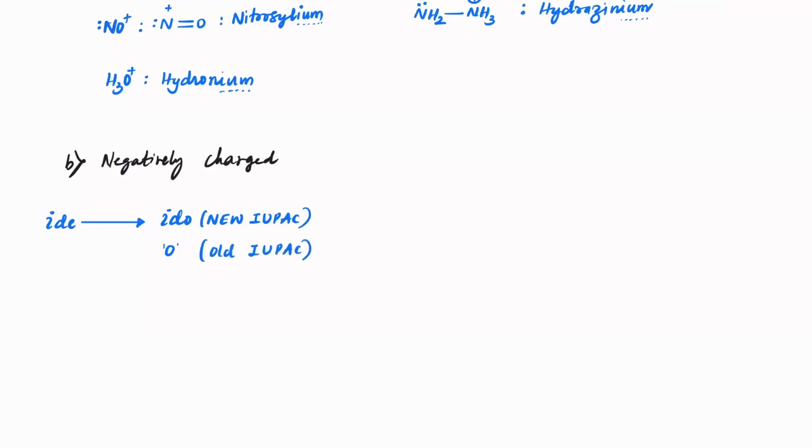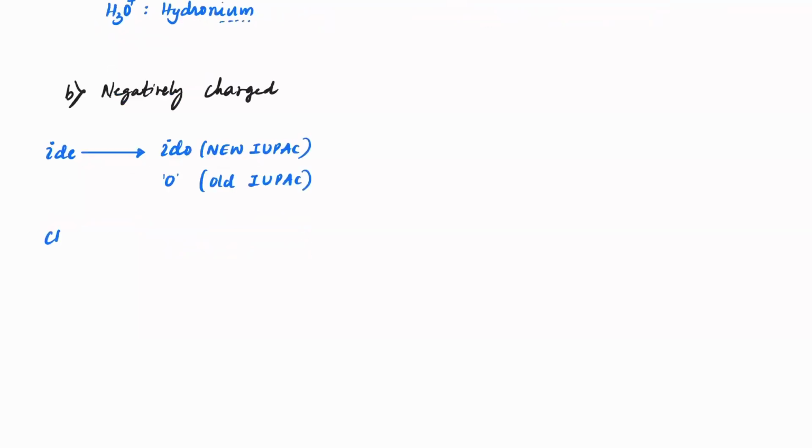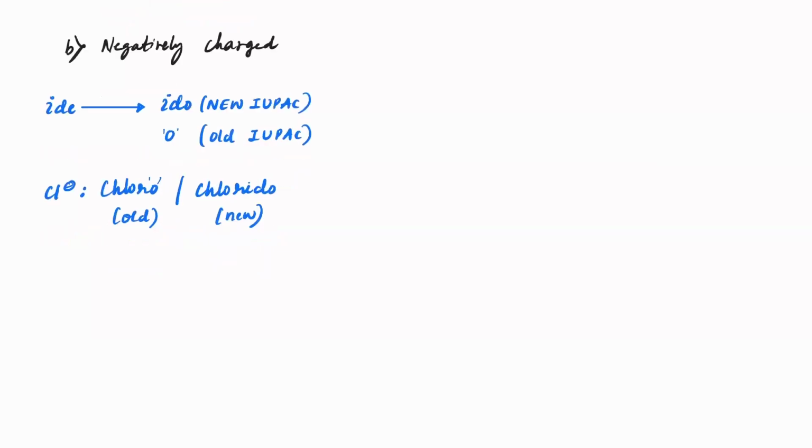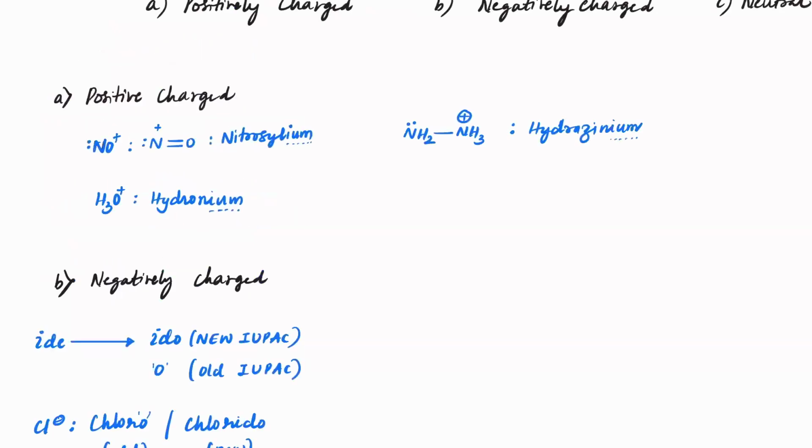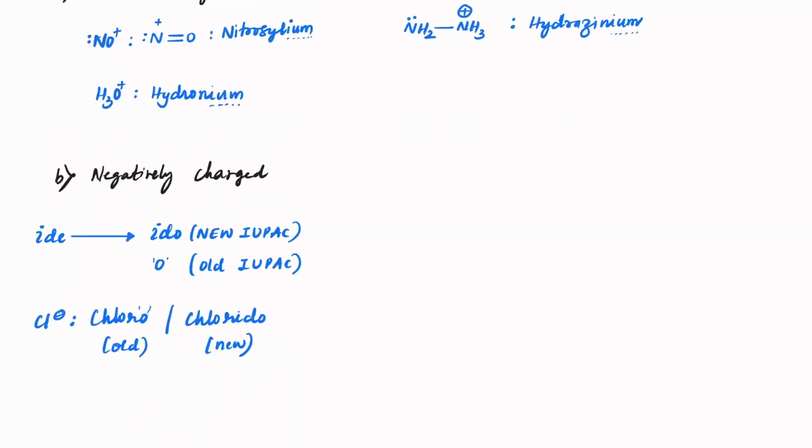For example, if you have Cl minus, earlier the ligand was named chloro. This is as per the old IUPAC name. The new IUPAC name is chlorido. We follow both, but first priority is always given to the new one. So Cl minus is written as either chloro or chlorido.